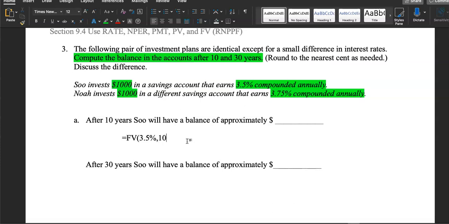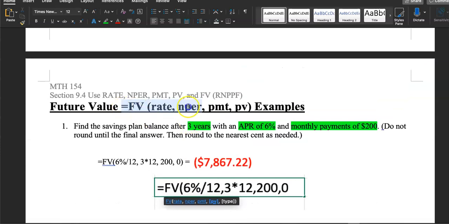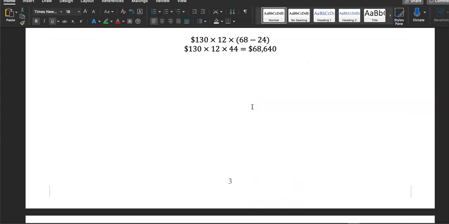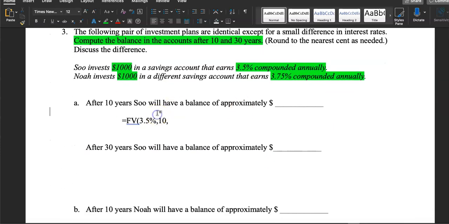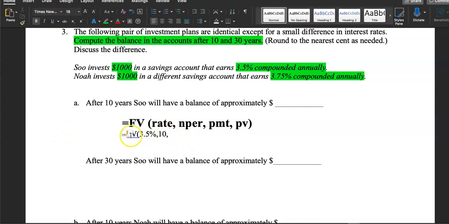We're looking for 10 years, right? So I'm going to enter 10. And I forgot what the third entry was. Let me go up and copy down the key. See, they're asking for like 4 inputs in these functions. I don't usually go around memorizing the order. So I'm just going to go ahead and copy this.